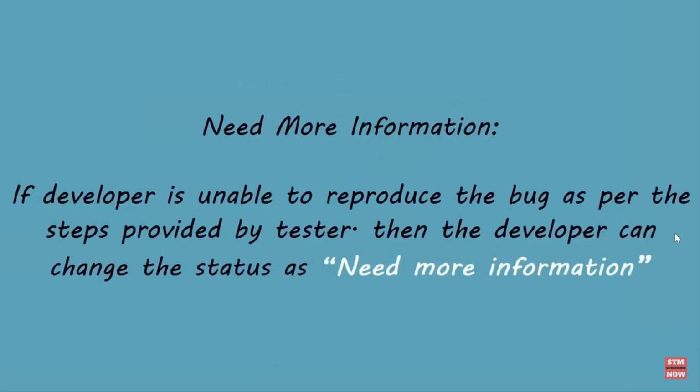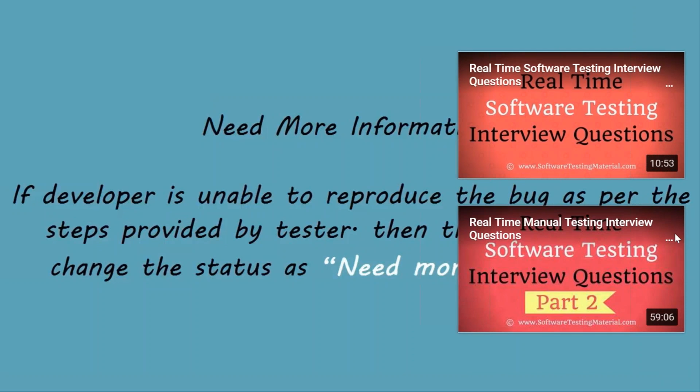If the developer is unable to reproduce the bug as per the steps provided by the tester, then the developer can change the status to need more information. In this case, the tester needs to add detailed reproducing steps and assign the bug back to the development team for fix. This won't happen if the tester writes a good defect document. Click here to see best practices to write a defect document.